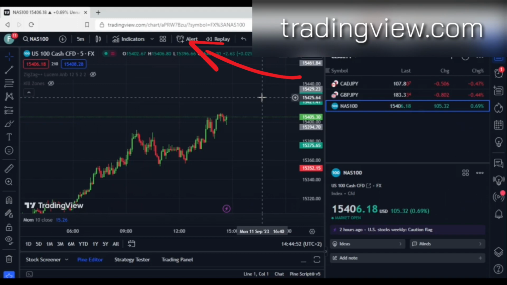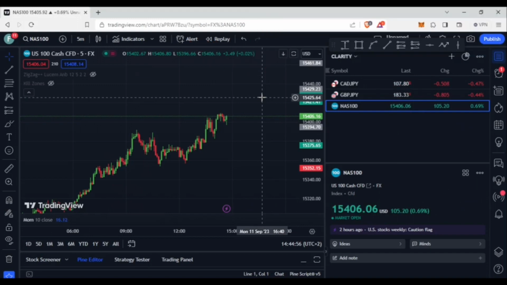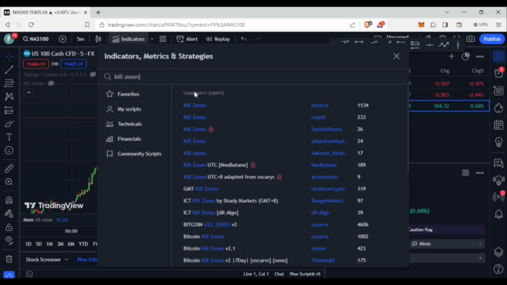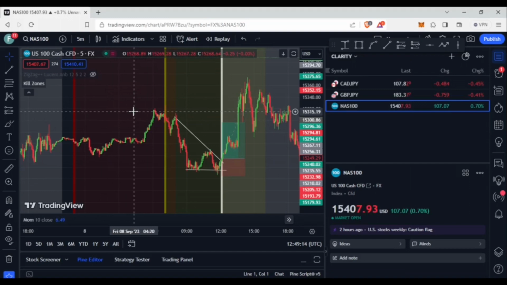So what you're going to want to do is head over to tradingview.com. Here you want to open any chart of your choice, and once you've done that, you want to head over to the indicators icon. Here you're going to type in kill zones, and you're going to select the one by Oscar VS and add it to your chart. So once you've added the kill zones indicator to your chart, it should look something like this.